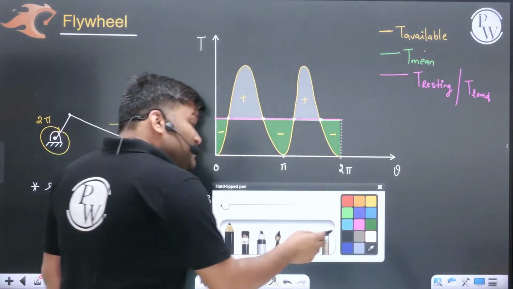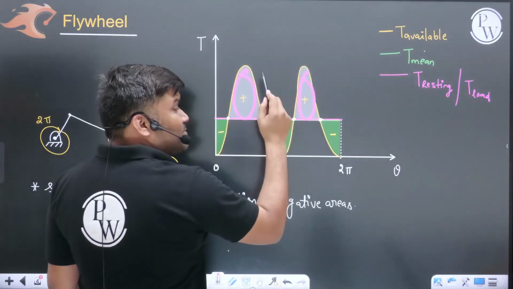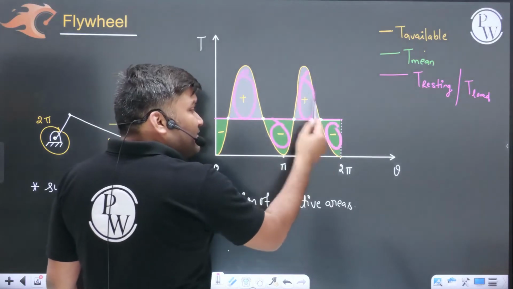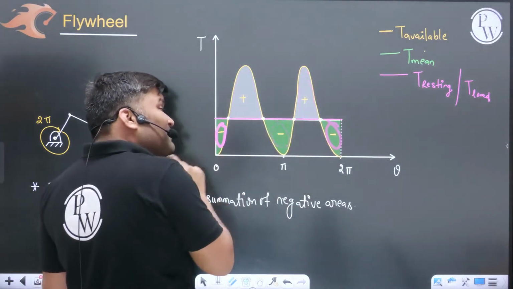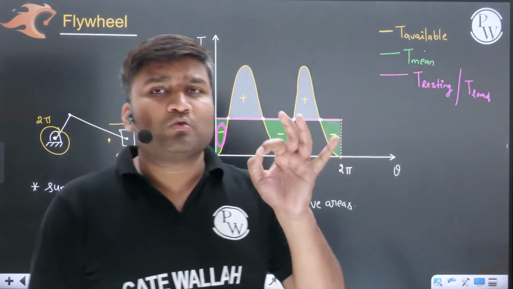So whatever energy the flywheel is going to absorb here, the flywheel has absorbed this much amount of energy here, and here it will deliver some energy, and here it will deliver some energy. At the end of the cycle, the flywheel will have no surplus amount of energy.